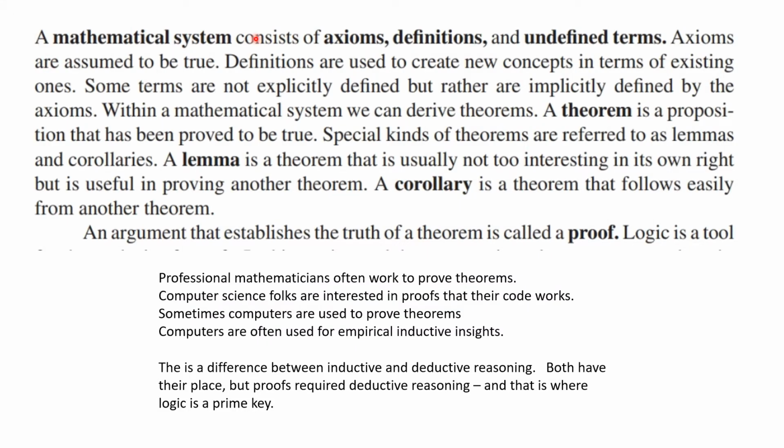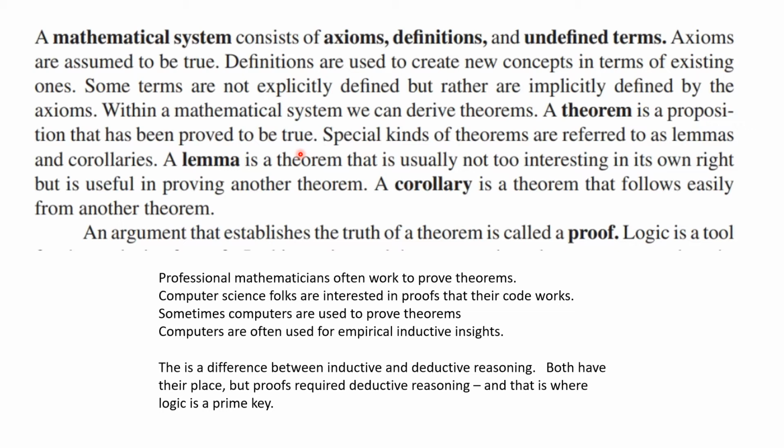We'll deal with mathematical systems, and mathematical systems consist of axioms, definitions, and undefined terms. Axioms are assumed to be true. Definitions are used to create new concepts in terms of existing ones, and there are many definitions in this course. Some terms are not explicitly defined, but rather implicitly defined by axioms. Within a mathematical system, we can derive things that are called theorems. A theorem is a proposition that has been proven to be true.